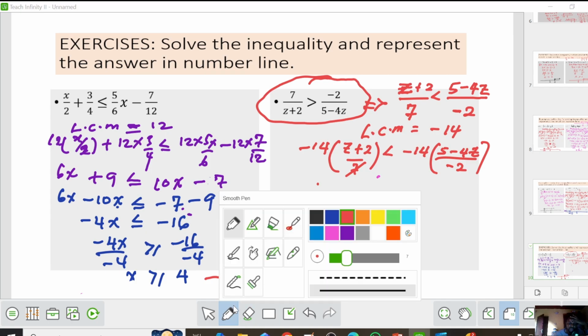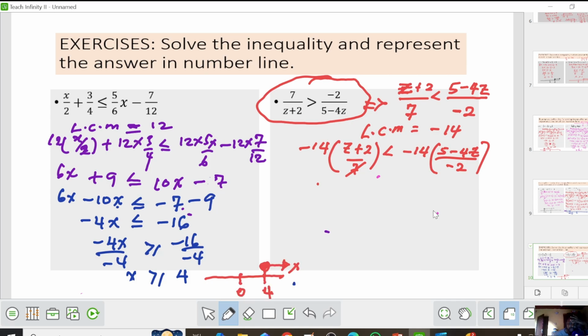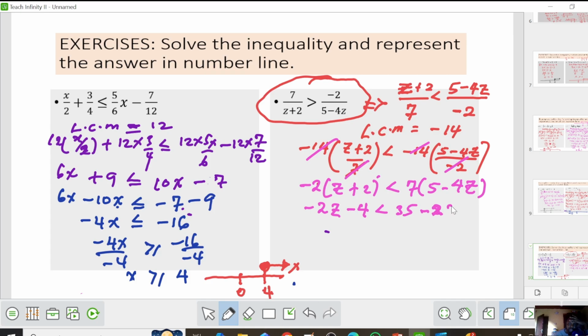We cancel the 7, so I have -2 left there times z plus 2, less than this. We cancel the negative, and the 2, and that's 7 times 5 minus 4z. With this, I can open my bracket: -2z, this one times this, that's -4, less than 7 times 5, that's 35, and 7 times -4z, that's -28z.